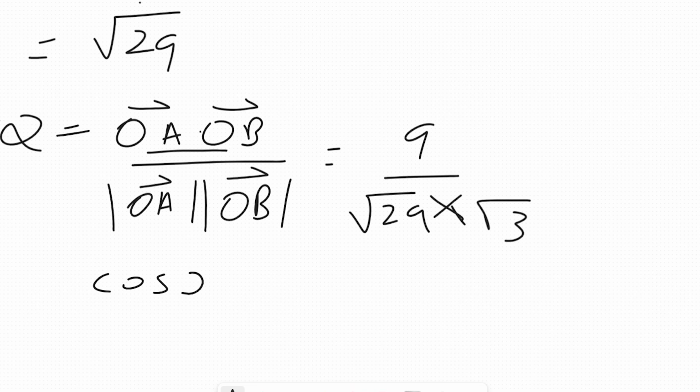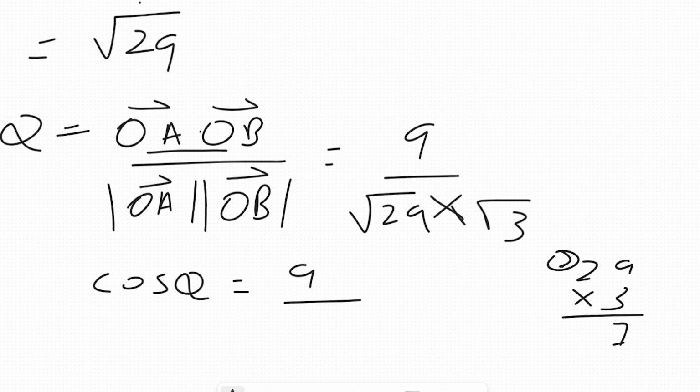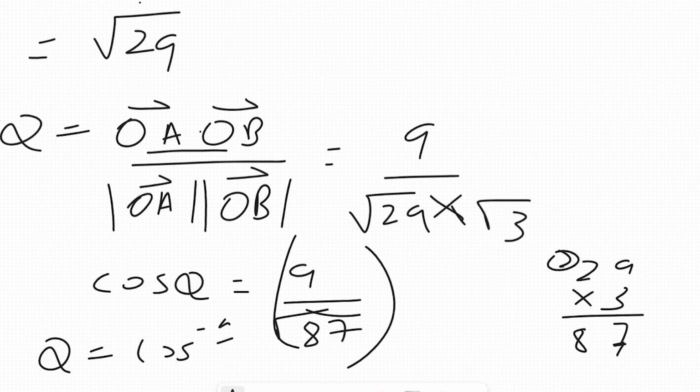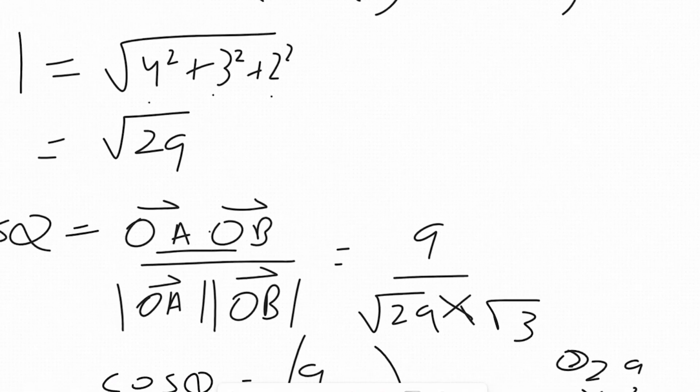So cos theta is equal to 9 over square root of 29 times square root of 3. What is 29 times 3? That is 87. So this is the denominator, and then cos theta is equal to cos inverse of this entire thing. And that is it for the scalar product.